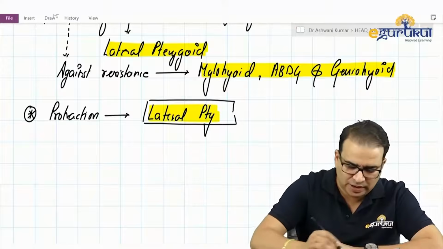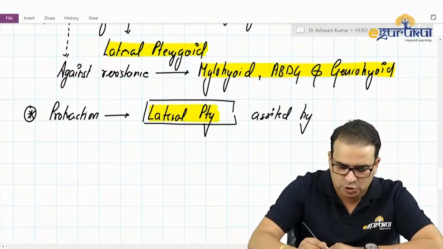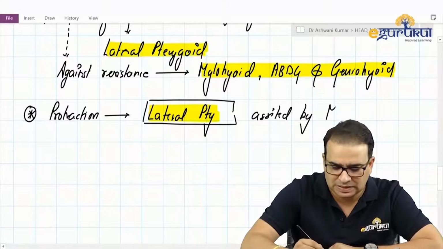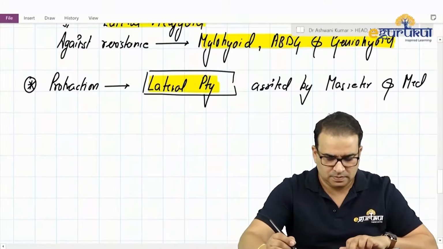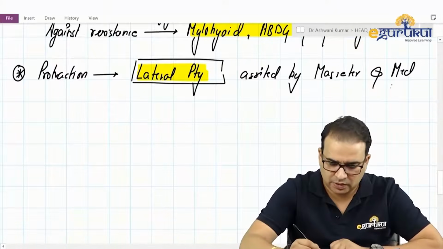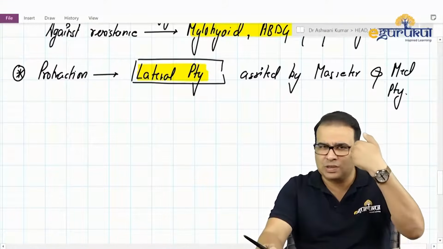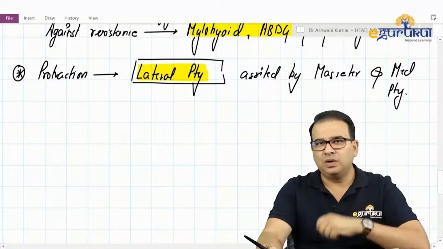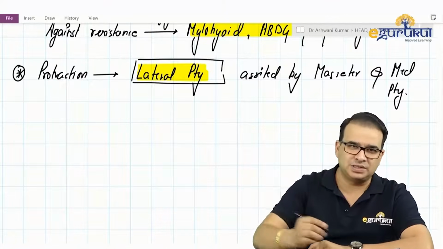And this lateral pterygoid is basically assisted by which two other muscles which are going backward? It was masseter as well as medial pterygoid. Masseter and medial pterygoid are also going slightly backward when they're running downward. So they will also assist slightly in the protraction, but yes, the main muscle for protraction is lateral pterygoid.